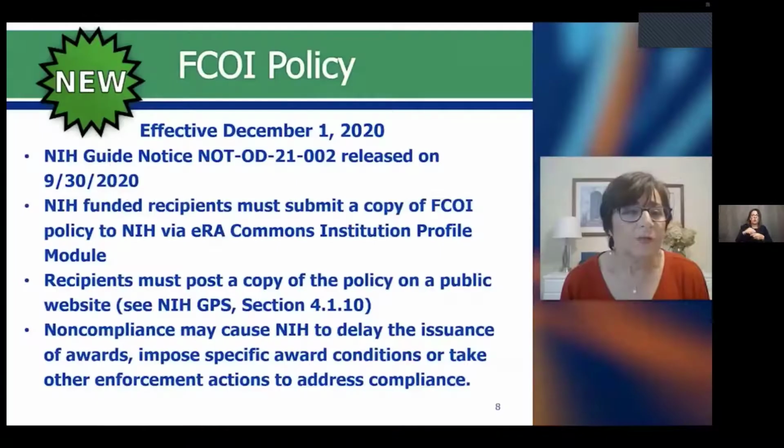And you're going to see that with all these requirements and everything that you need to have in order to meet those requirements to incorporate into a policy. So beginning December 1, 2020, institutions were required to submit a copy of their policy on FCOI in the institution profile module of eRA Commons. And this was announced in an NIH guide notice last year on September 30th, 2020.